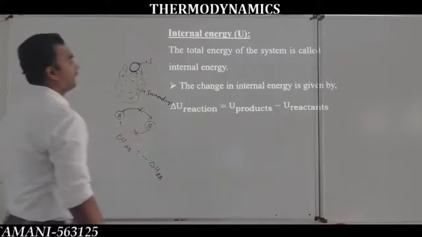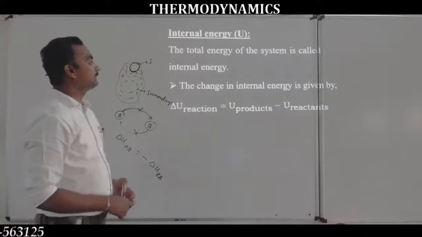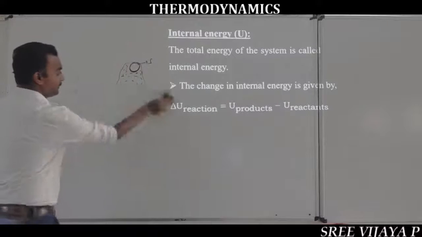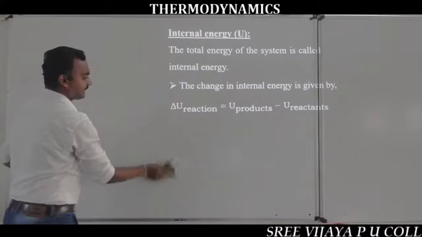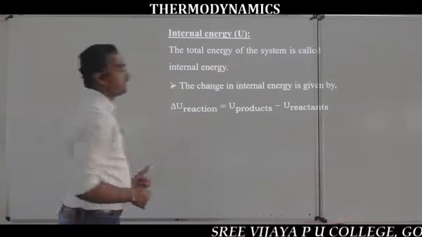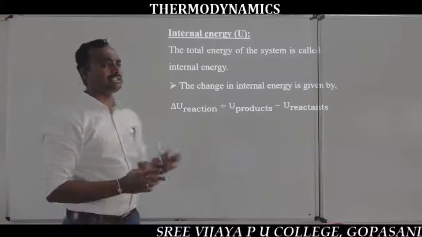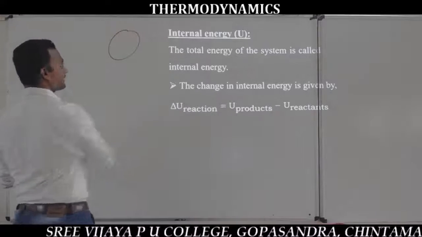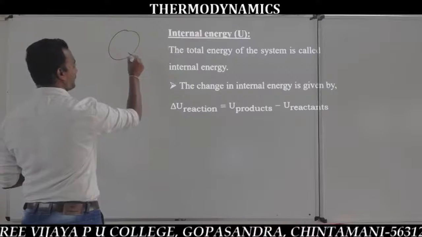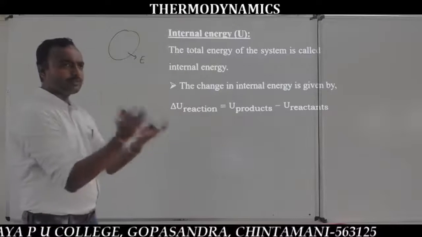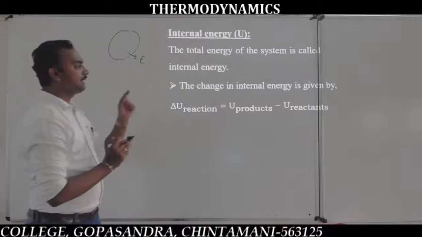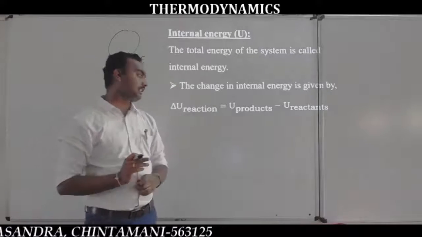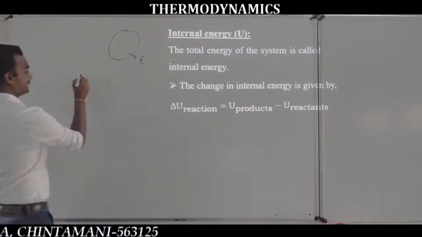Okay, let us have one of the important terms, that is called internal energy. So what is the meaning of internal energy? Internal energy is indicated by U, and this is the total energy of the system. Whatever the system under thermodynamics study, let me take this as a system. In this system, the total amount of energy possessed by the system is called the internal energy of that system, and the change in internal energy is given by delta U.